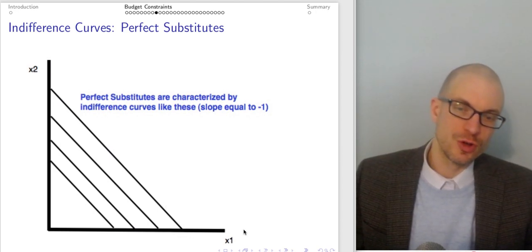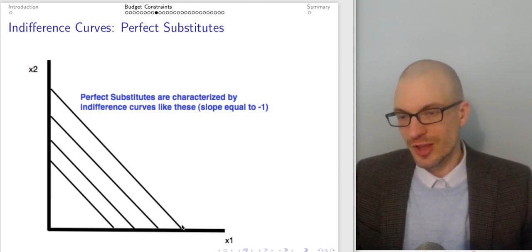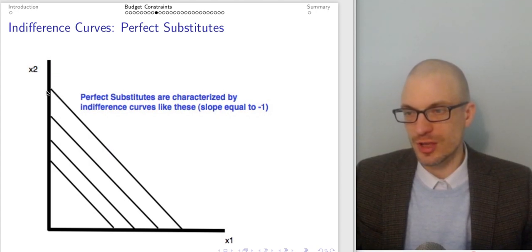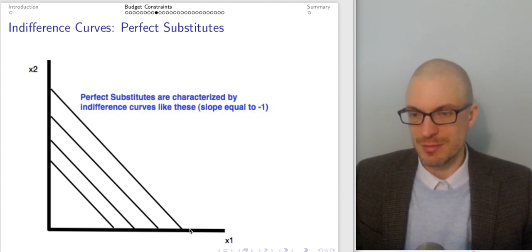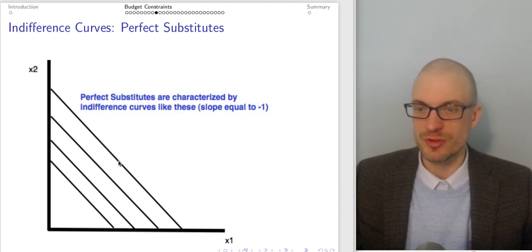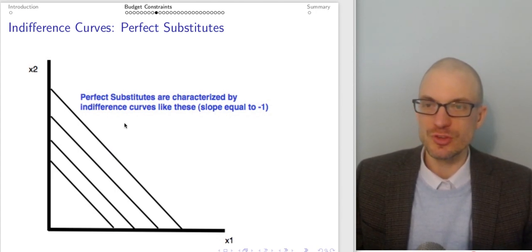And suppose good 1 is Coke and good 2 is Pepsi. This is telling me that only drinking Coke is as good as drinking only Pepsi because they're on the same indifference curve, which is the same as having equal amounts of both cans or whatever. So those are perfect subs.